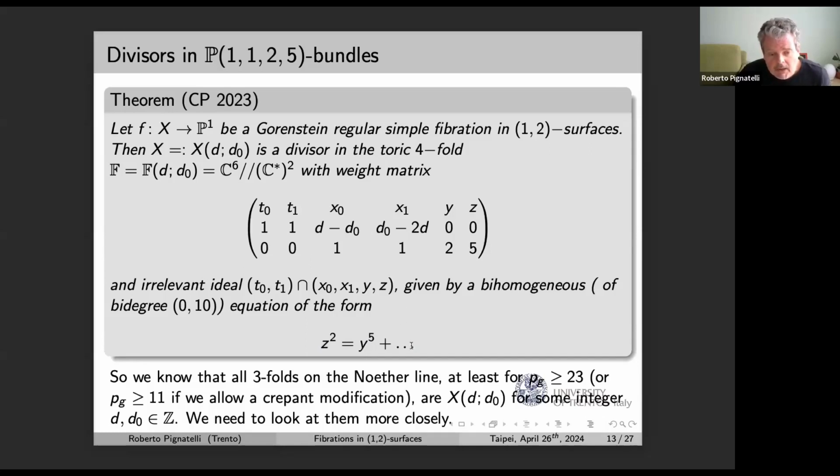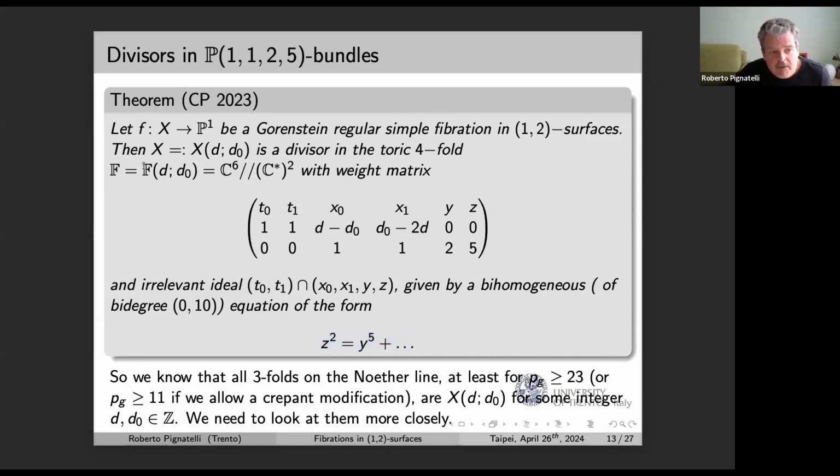So the only thing you need to get a simple fibration, a divisor of this form, to be a simple fibration in (1,2) surfaces, is that it must have at worst canonical singularities. And then it would be a simple fibration, would be Gorenstein, would be regular. We're going to see it. Yeah, you can see that it's Gorenstein essentially because, there's good things to mention.